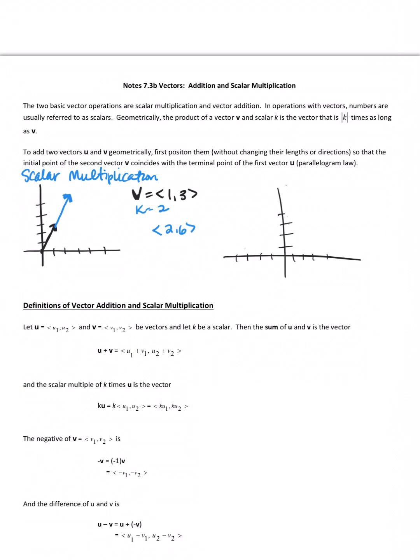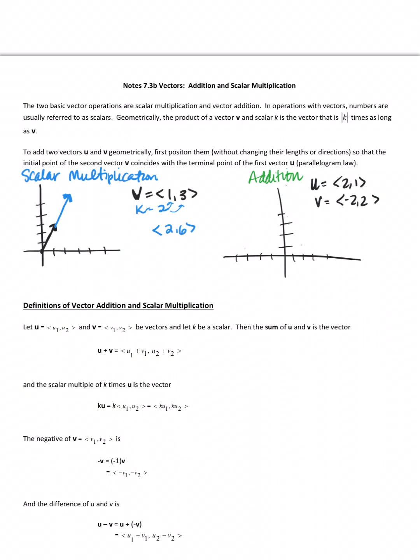So you literally multiply the x by the 2 and the y by the 2, or whatever the scalar value is. Now, what about addition? All right, addition is a little different, but it's not difficult. Let's say I have two vectors. Let's say u is 2, 1, and v is negative 2, 2.